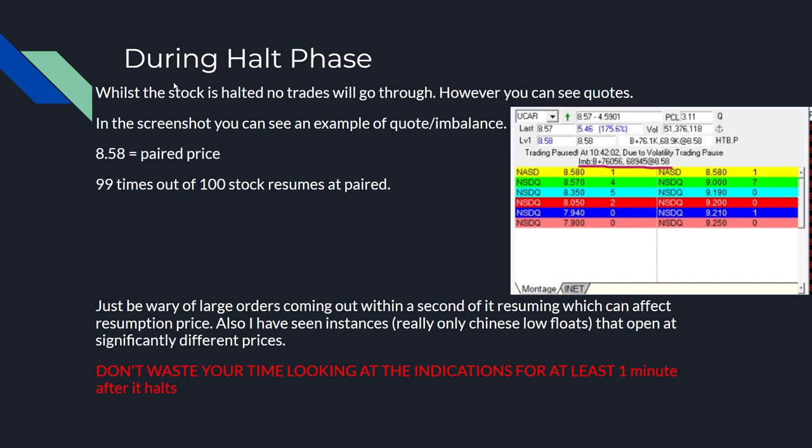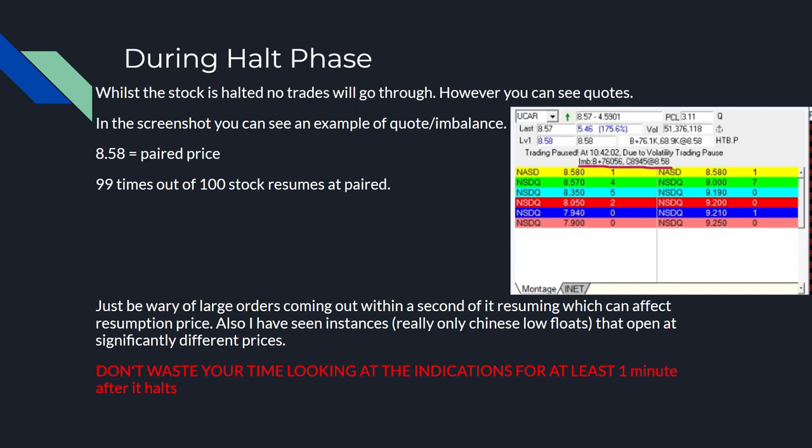All right, when a stock is halted. So like I said, if the 15 seconds pass and it gets halted, obviously no trade is going to go through anymore. But you can see the quotes. So this is just a screenshot from DAS, their level 2. You can see there was a 76k buy imbalance. On this data here, you can't see exactly where those buy orders are at, but you can see there's a 76k buy imbalance.